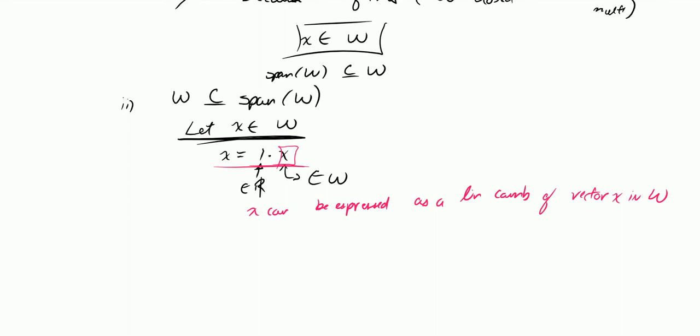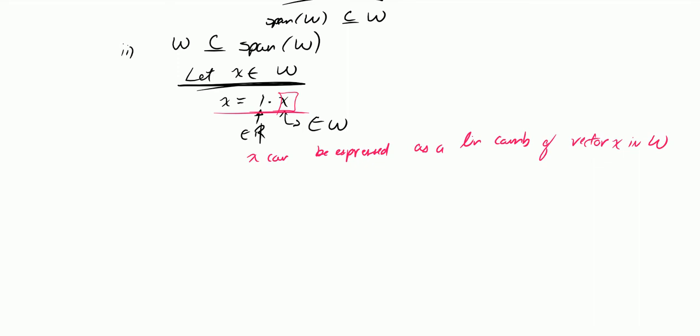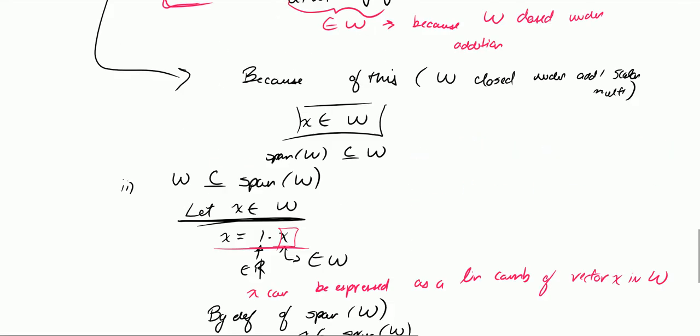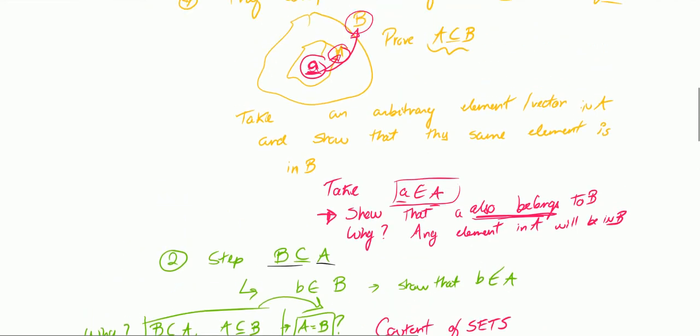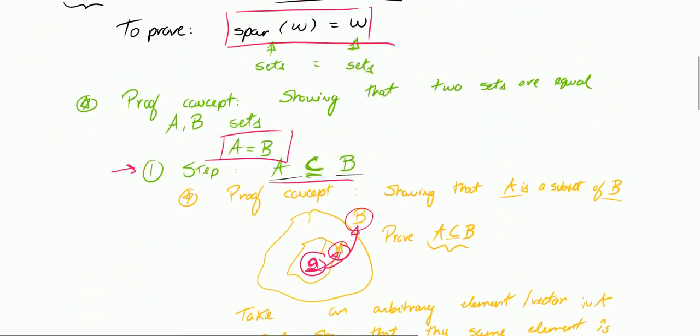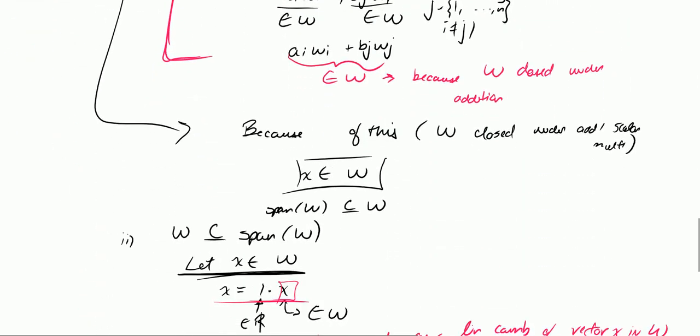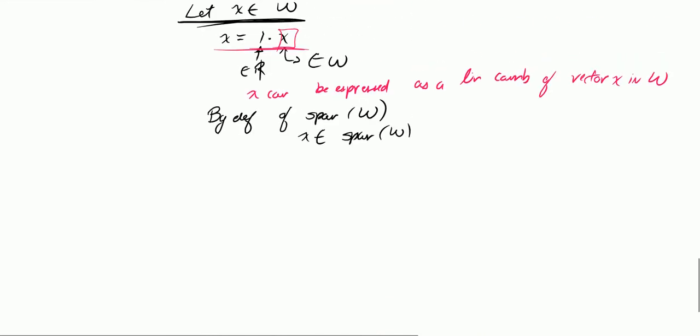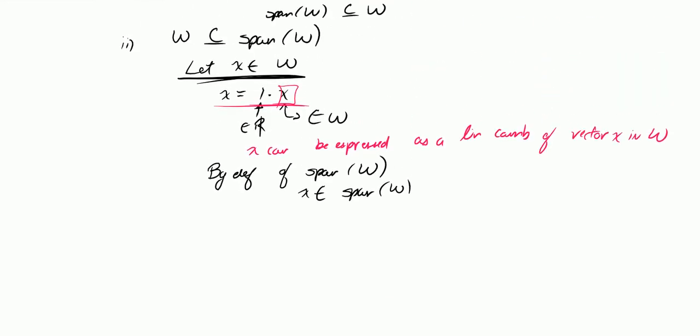So since X can be expressed as a linear combination of a vector in W, then by definition of span of W, X belongs to span of W. I should do the second part of this proof in this video, but I think that's a bit too long. So I'll end it here, and then we'll do the second part in another one.